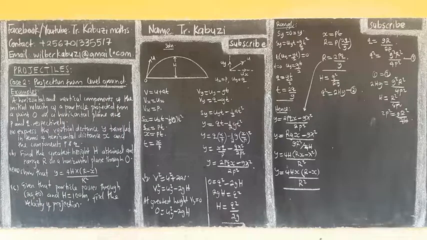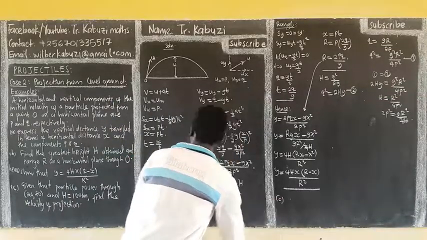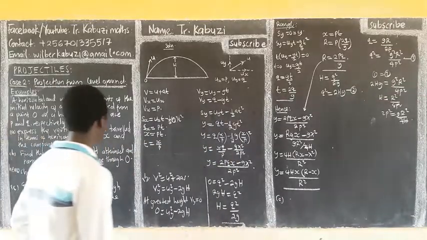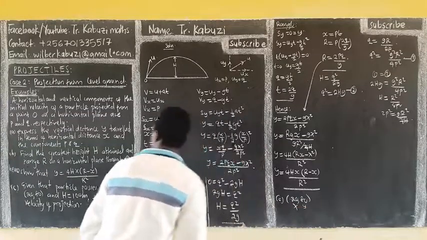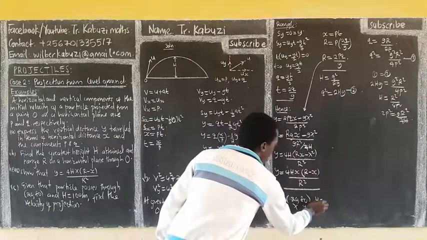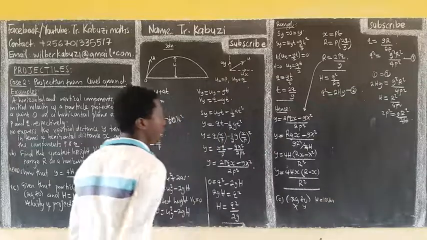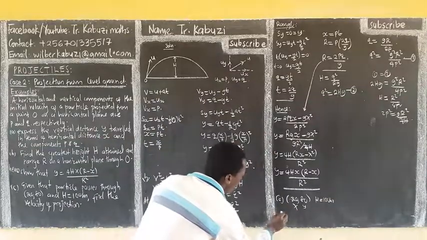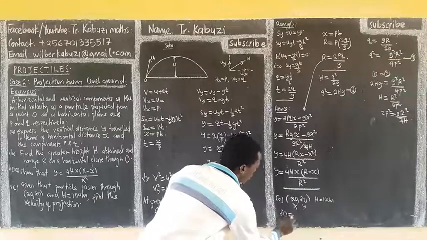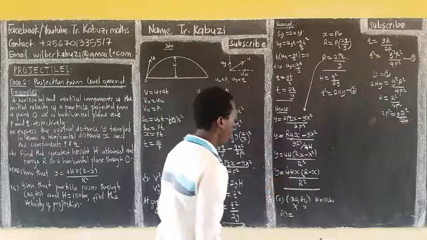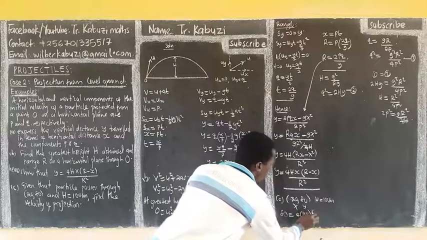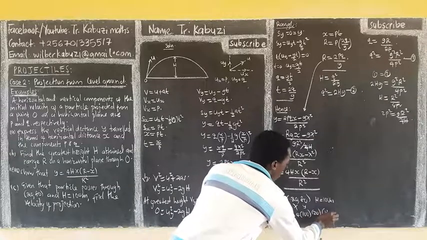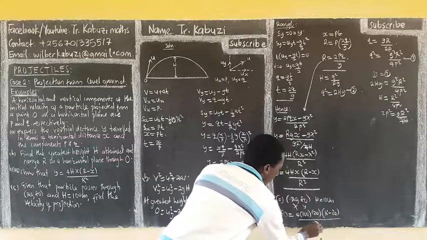So after showing that, they are telling us that given that the particle passes through a point, let us see how we handle part C. A particle is passing through a point (20, 80). This is going to be our x, this is going to be our y. Then they are giving us h to be 100 meters. So when you put that there, our y is going to be 80, equaling 4h, so 4 into 100 into x, which is 20, into r minus 20, the whole over r squared.